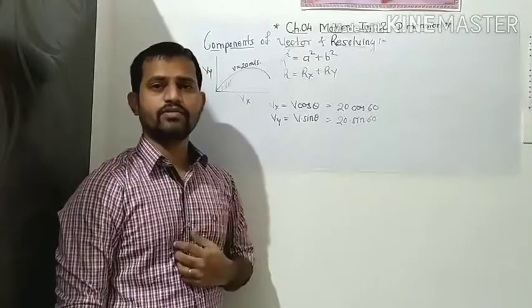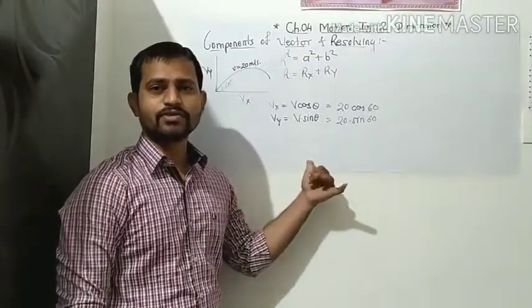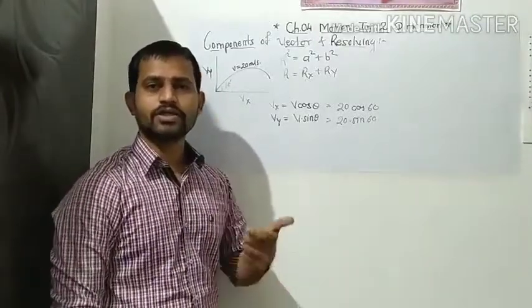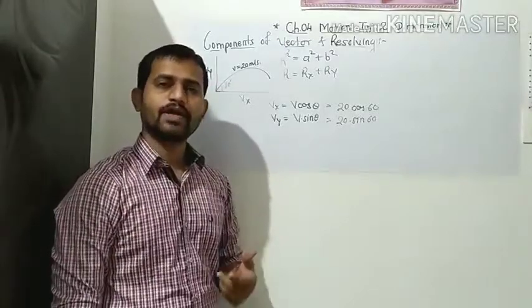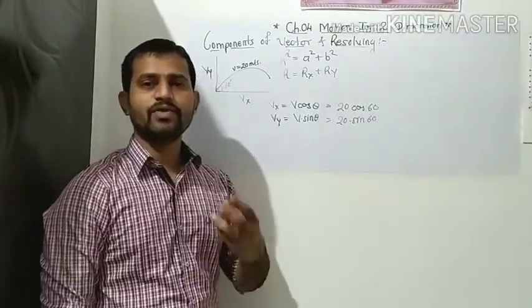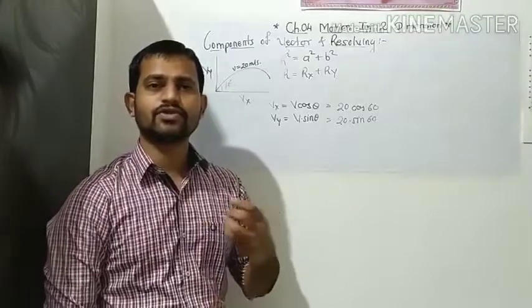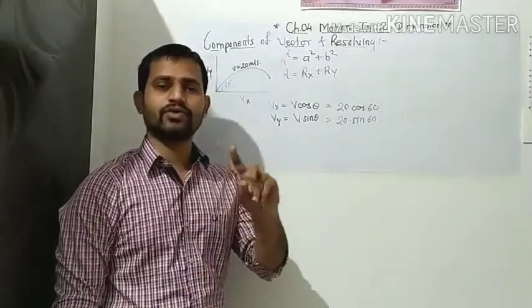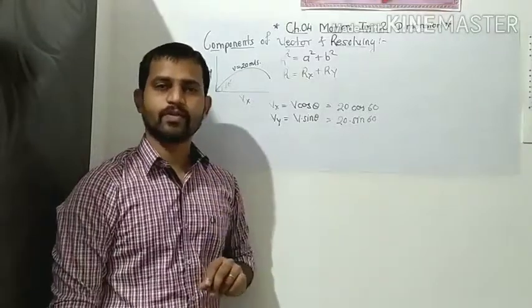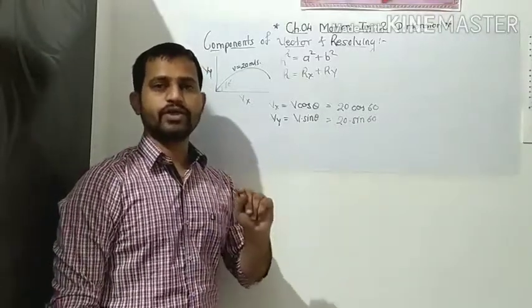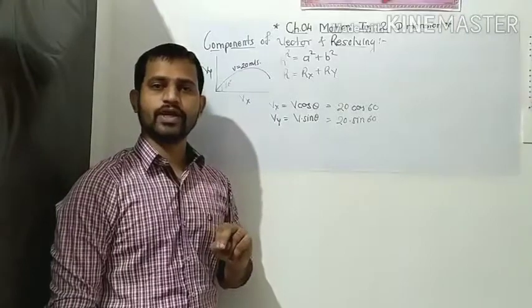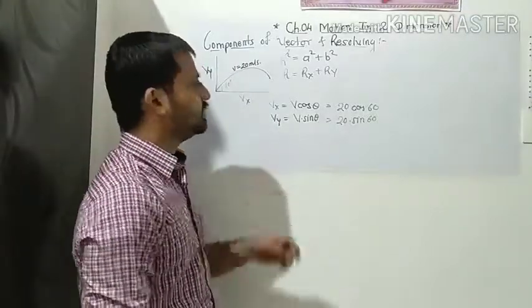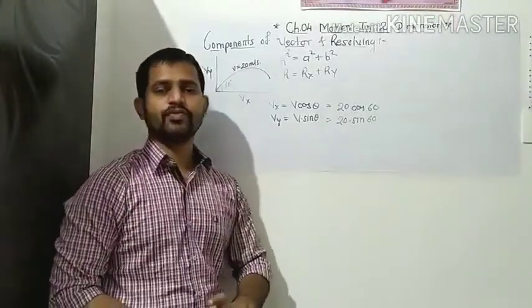Okay, so we can find out both the components, and finding out such components is nothing but the resolution. Finding out the components of any one vector is known as the resolution of the vector, because we are resolving one vector into its two components. Okay, so this is about the resolution of vectors.